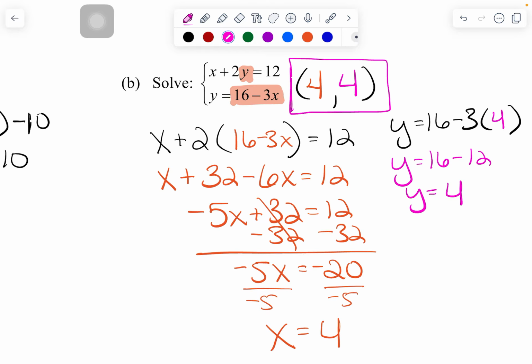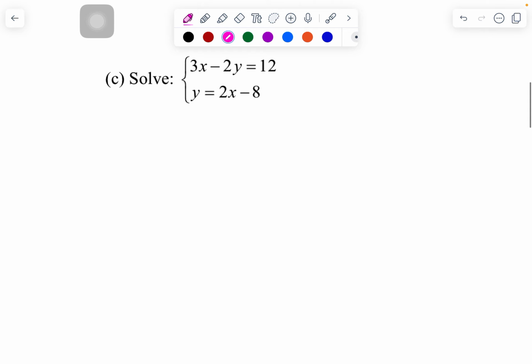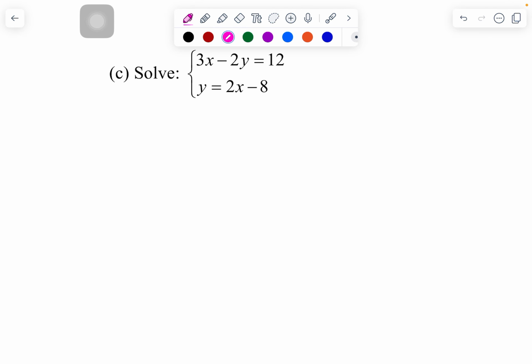All right, I believe there is a part C here. There is a part C. So let's continue this doing elimination. I'm sorry, no, this is substitution. Elimination is going to be a future method for us.